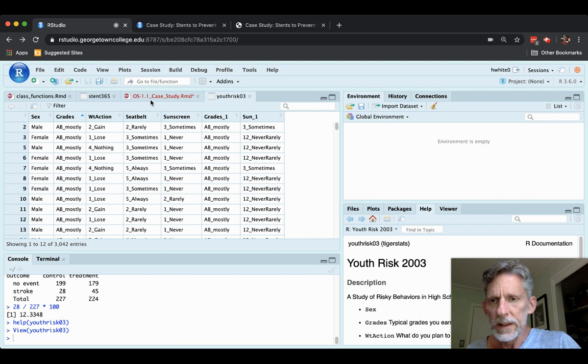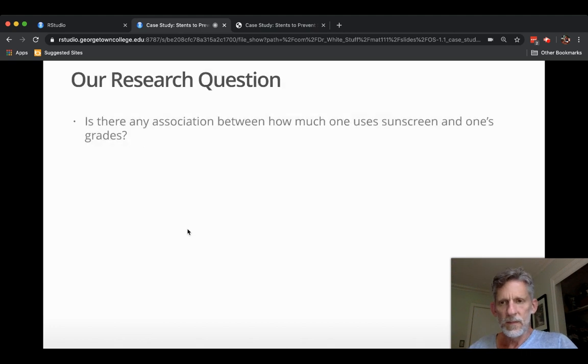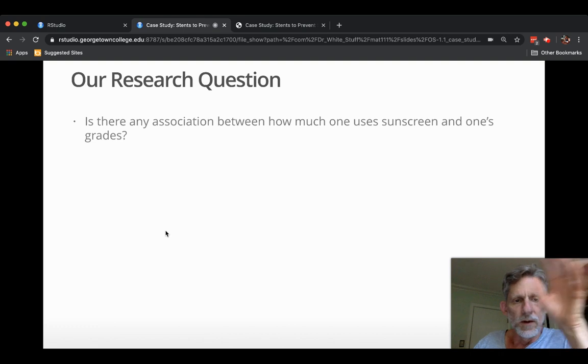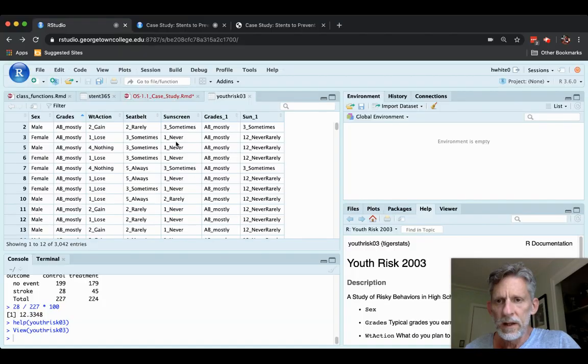What else do we need to do? When you read the DA, you're going to learn that your primary research question is, is there any relationship between how much one uses sunscreen, as reflected in that sunscreen variable, and one's grades? So that's what you're going to be taking with you as you go into the DA.